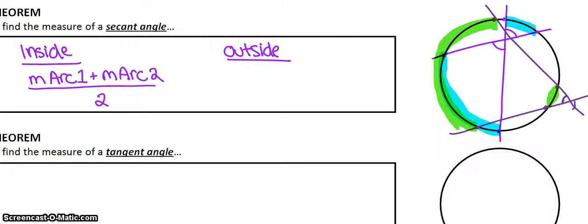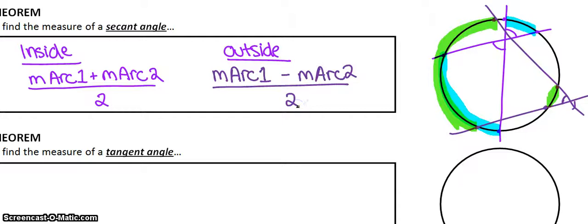Now to find the measure of the outside secant angle, it's similar to the inside, except you're going to subtract the two arcs. So you're going to take the measure of arc 1 and subtract the measure of arc 2 and divide by 2. Now if you think about this, arc 1 has to be the bigger arc because you can't have a negative measure for an angle. If you took like 60 minus 100, you'd get a negative number. So we put the bigger arc as arc 1 and the smaller arc is arc 2. Now this one doesn't matter because you're adding them, but for this one order does matter.